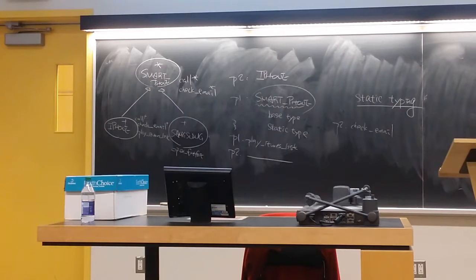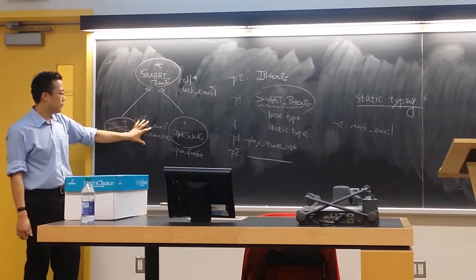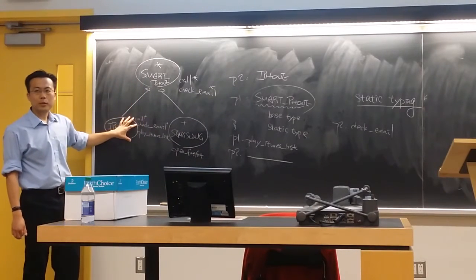Why would it work? Why would it compile? Because it has check email. Why does iPhone have the check email feature? Because you can see here, we have P2 here. The base type for that is iPhone. But here, we don't really have check email here. So why would it compile?